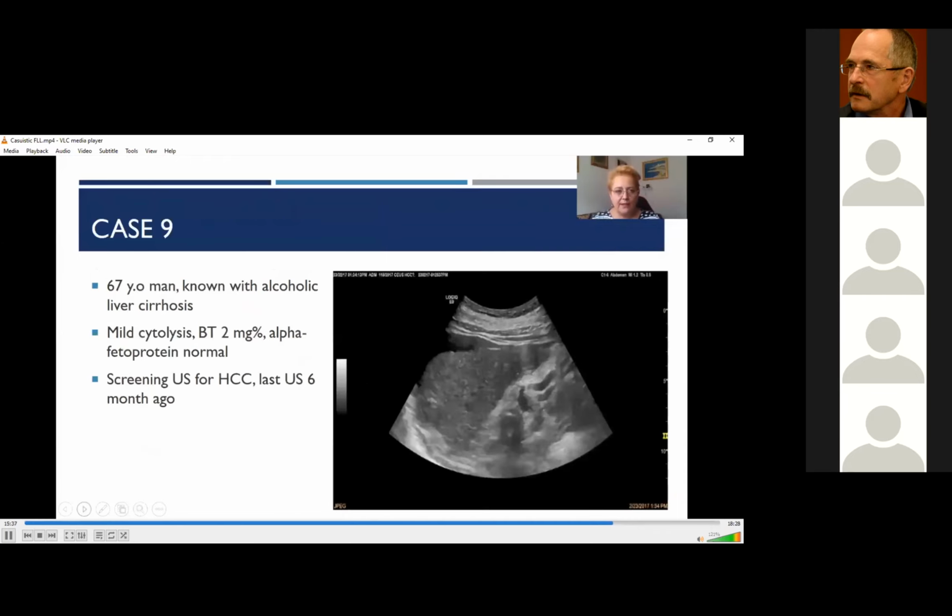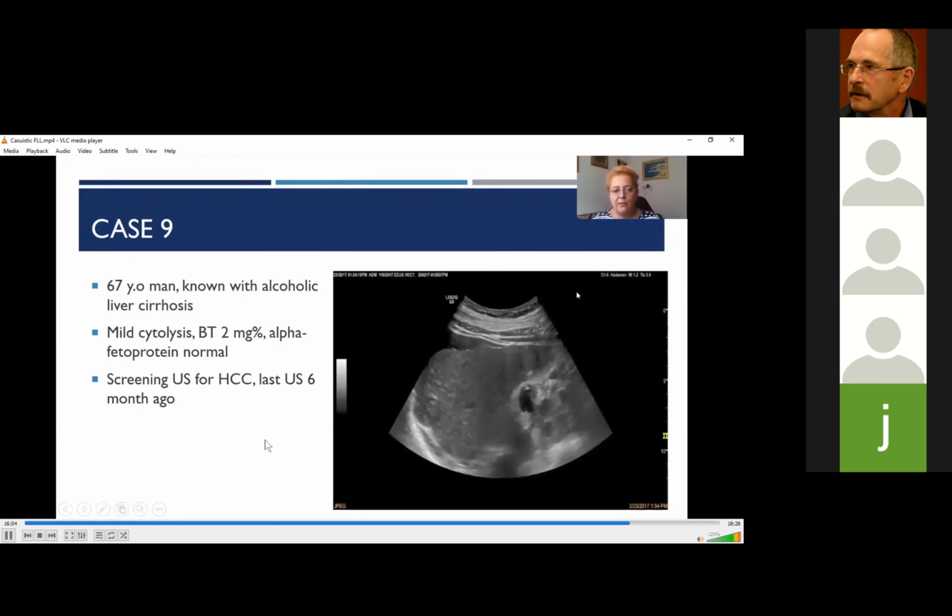And finally, the ninth case is a 77-year-old man who was known with alcoholic liver cirrhosis. At presentation, he had mild cytolysis, a total bilirubin of 2, with normal alpha fetoprotein, and he underwent screening ultrasound for hepatocellular carcinoma, with the last ultrasound examination performed 6 months ago.